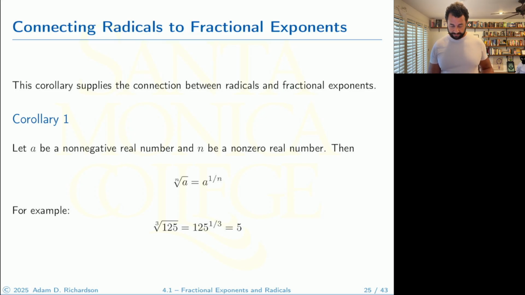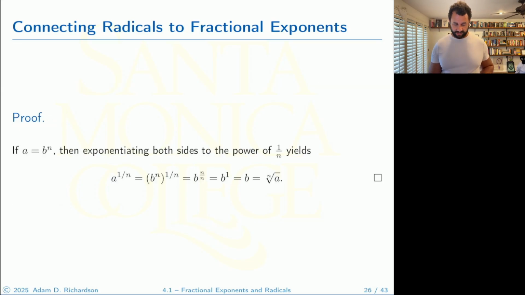For example, what is the cube root of 125? It's 125 to the power of 1/3, and 125 to the 1/3 is equal to 5. That's it. Now, the proof first. If a is equal to b to the n, then if we exponentiate both sides to a power of 1 over n, we get this.